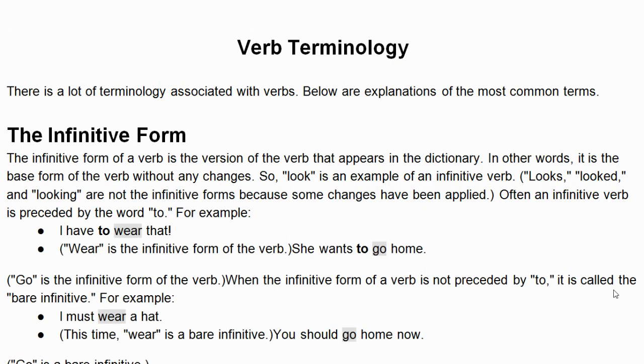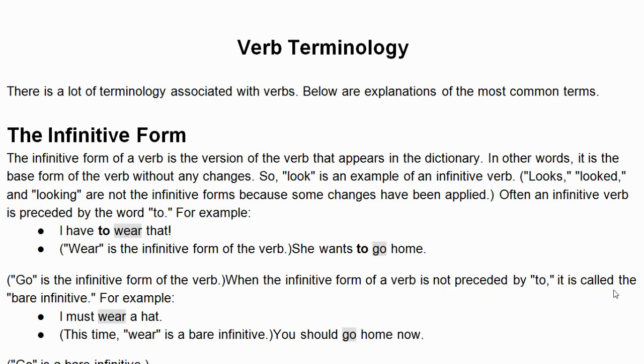Now, verb terminology. There is a lot of terminology associated with verbs. Below are explanations of the most common terms. The infinitive form. The infinitive form of a verb is the version of the verb that appears in the dictionary. In other words, it is the base form of the verb without any changes. So, look is an example of an infinitive verb. Looks, looked, and looking are not the infinitive form because some changes have been applied.